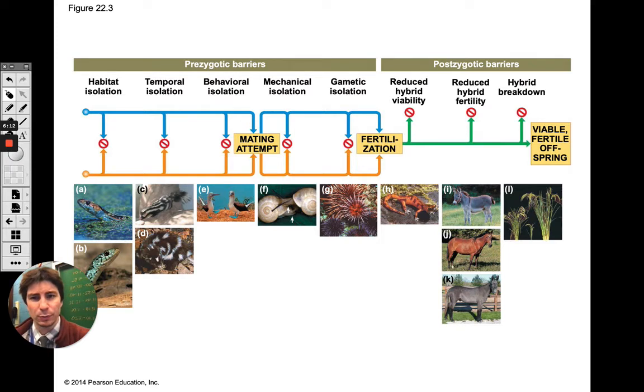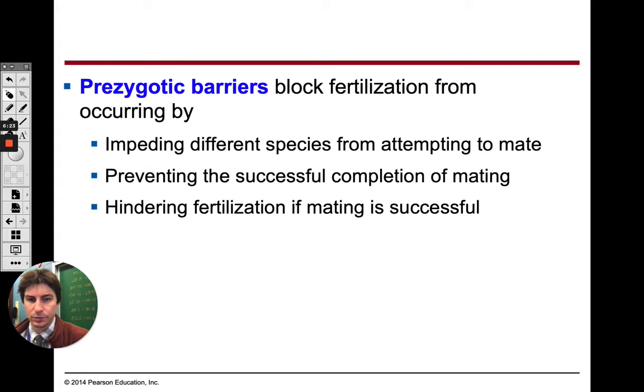So we're going to go over prezygotic barriers and postzygotic barriers. These are two different parts of reproductive isolation. First one, prezygotic barriers. What this means is we are not going to have fertilization. Sperm and egg might come together, but the egg is not going to get fertilized for whatever reason. So we're not going to have fertile offspring, obviously, if we do not have fertilization.